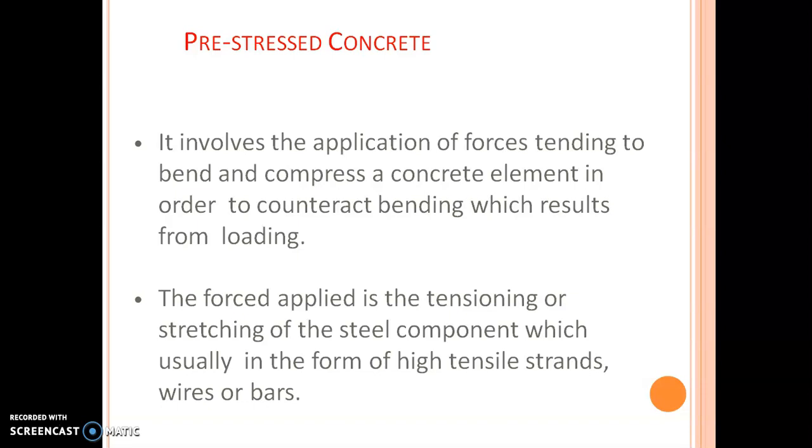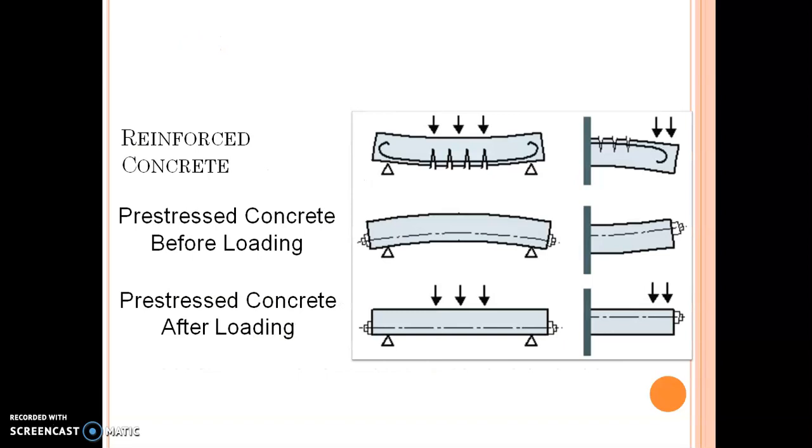So here we will not be using 16 mm or 20 mm bars. We will be using very thin bars, like 5 mm, 6 mm, 8 mm bars. Normally they are clubbed together. For example, 12 bars of 5 mm are clubbed together or twisted and made into a single element called a strand. So this is the difference between reinforced concrete structure and prestressed concrete structure.